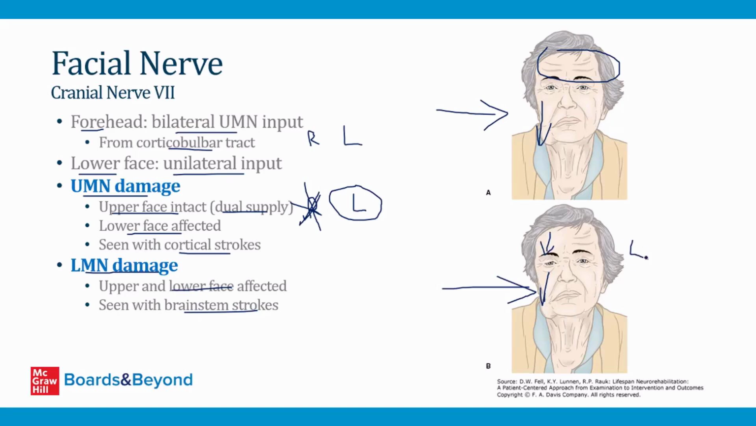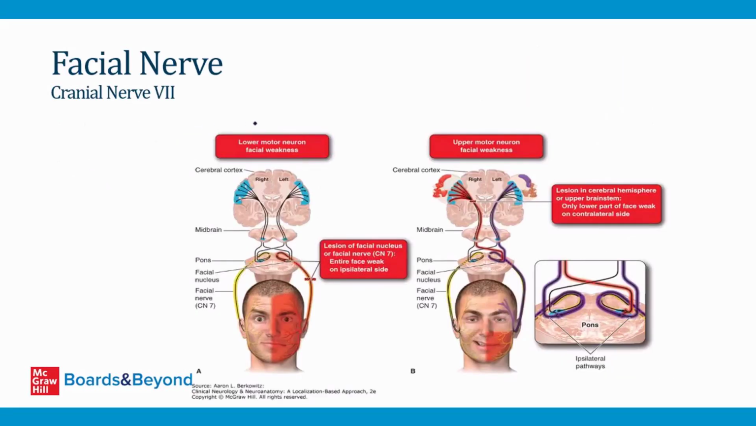This is a lower motor neuron lesion. This is an upper motor neuron lesion. Make sure you understand this. This comes up a lot in board questions and also clinically. And just to make this super clear, here's a picture from a textbook.